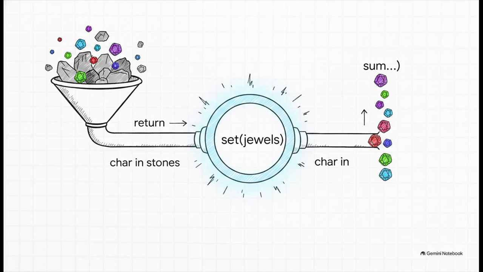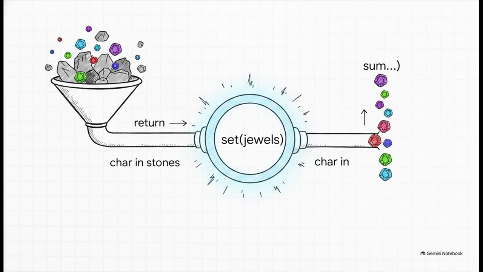Return sum of char in set of joules for char in stones. I mean, this is just brilliant. First off, set of joules converts our string of joules right into a hash set. That pre-processing step happens exactly once. Then the generator expression for char in stones iterates through our stones, and the real magic happens right at char in set of joules. Because it's checking a set, this is an O of 1 instant lookup. Python evaluates that statement as a Boolean, and finally the sum function wraps the whole shebang up to give us our final answer.